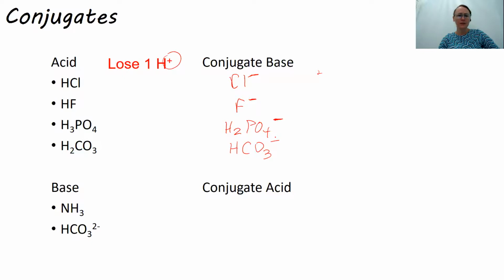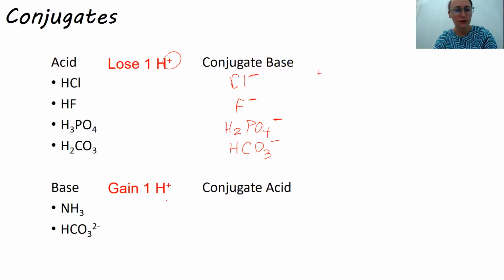All right, now for the opposite, if you have a base and you want to write the conjugate acid, a base is going to gain a proton because the acid donates the proton to the base, so the base accepts a proton and becomes a conjugate acid. So these are always acid-base pairs. These are not the two things that react. These are the two things that are on opposite sides of the equation.